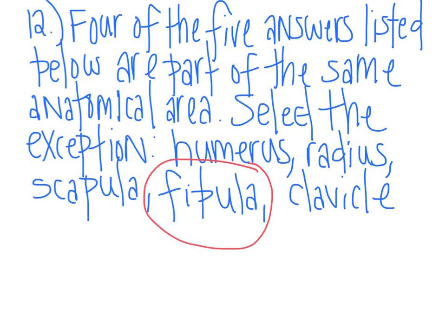Okay, so you should have 1 through 12. If you miss one, just rewind the video and find where you missed. But for 13 through 22, if you will go to the next video.